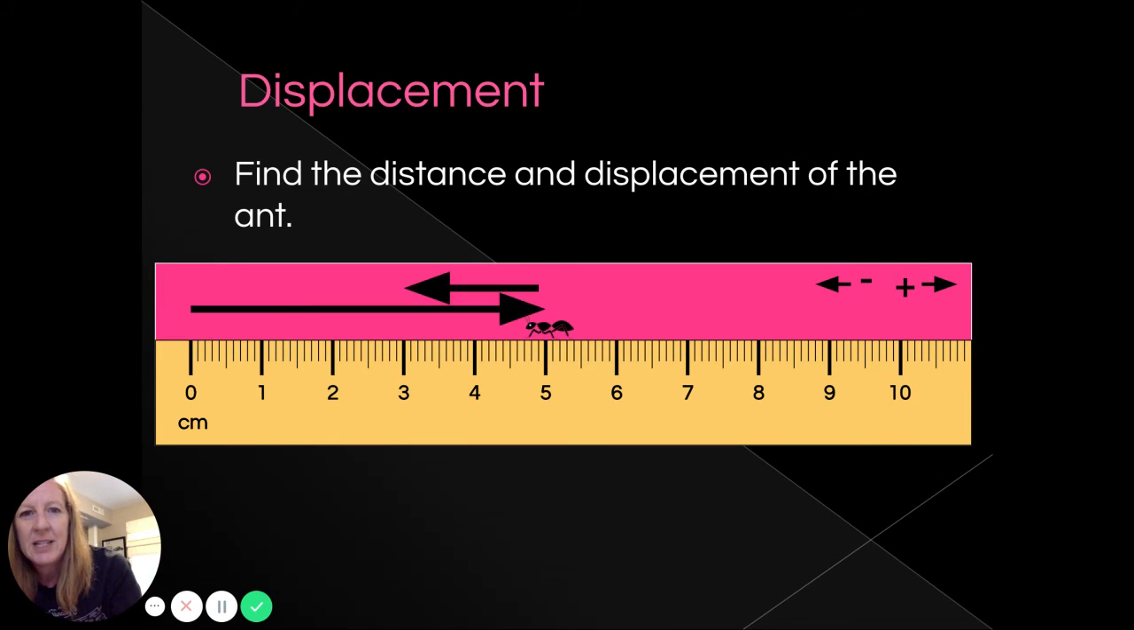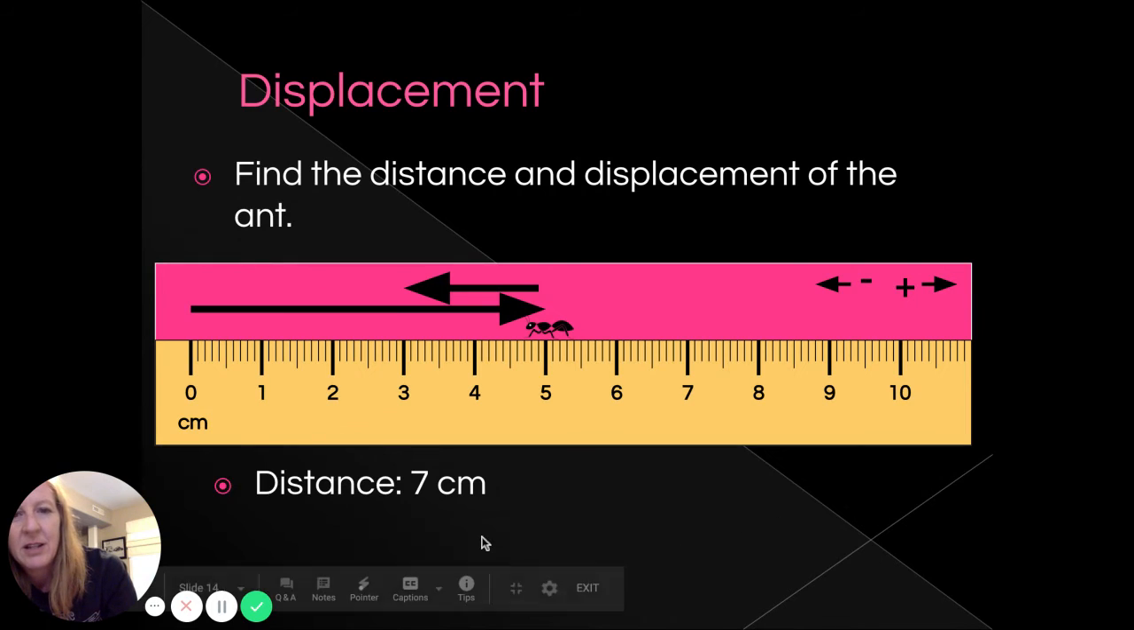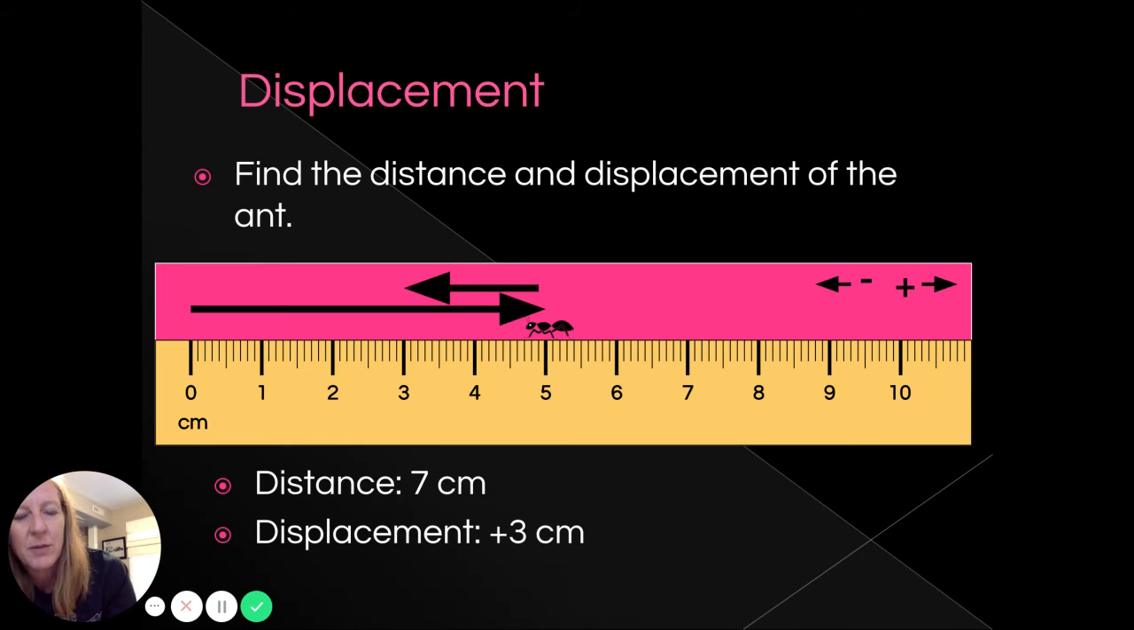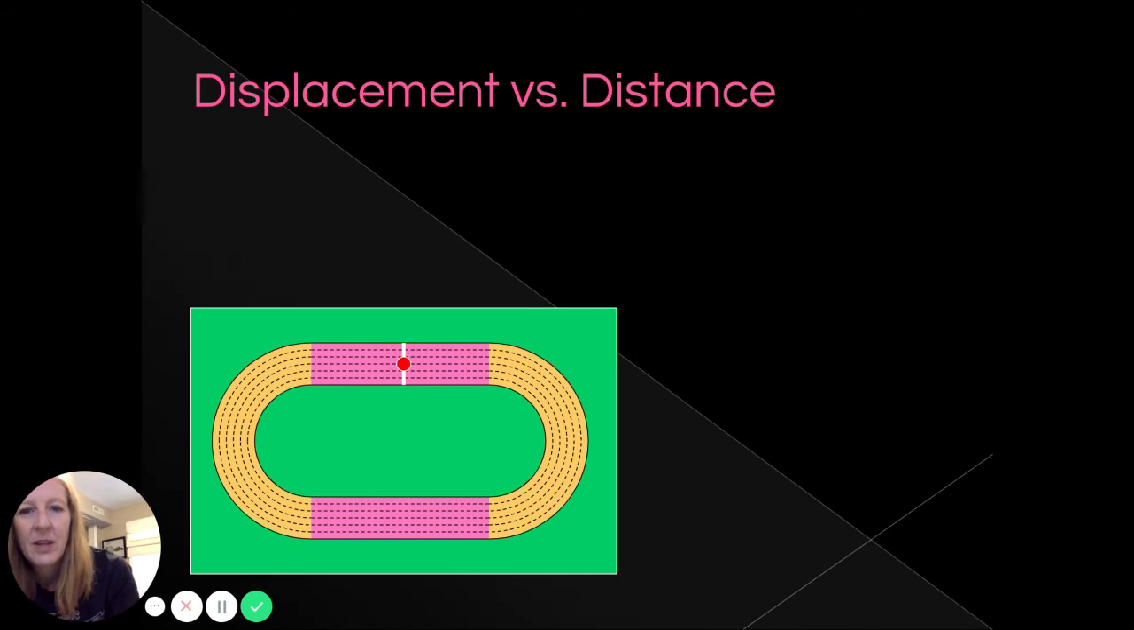Find the distance and displacement of the ant. We remember from the last time the distance this little ant went was 7 centimeters. What's the ant's displacement? Well, the displacement is going to be from the starting point to where the ant ends up, the ending point. So that means the displacement is positive 3 centimeters, or 3 centimeters to the right, because he started at 0 and he ended up at 3.